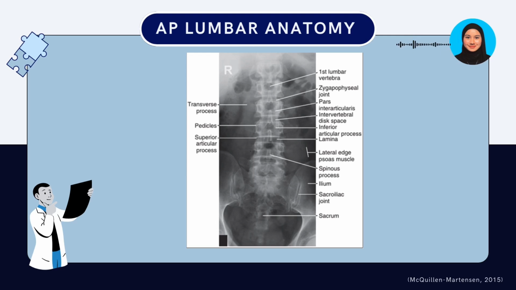Let's start by looking at the anatomy of the AP lumbar spine. This is the anatomy of the AP lumbar radiograph. At the superior part of the image, we can see the first lumbar vertebra, followed by zygapophyseal joint, pars interarticularis, intervertebral disc, inferior articular process, lamina, and the lateral edge of the psoas muscle. We can also identify the spinous process, ilium, sacroiliac joint, sacrum, transverse process, pedicles, and the superior articular process.